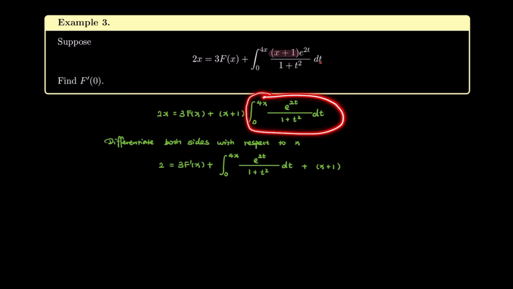To differentiate this, we need to use the fundamental theorem of calculus. You need to substitute the upper bound back into this function: wherever there is t, you replace it with 2x, and then multiply by the derivative of 2x. So that's going to be e to the 2 times 2x, over 1 plus (2x) squared, and then multiply by the derivative of 2x, which is 2.